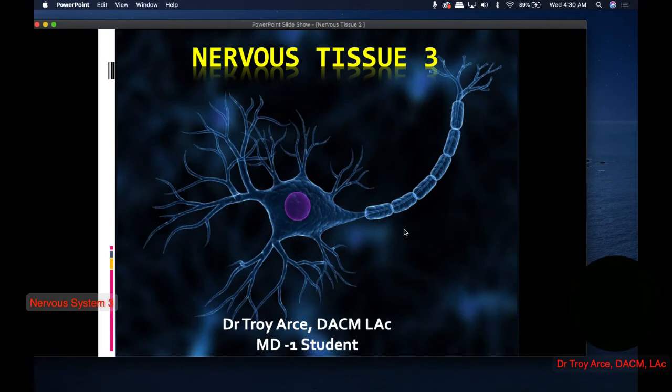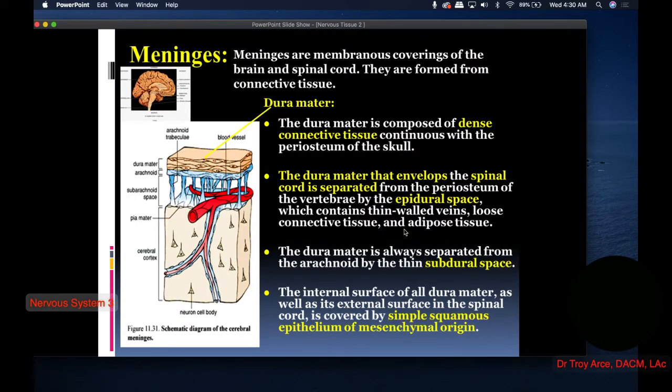So let's go ahead and get going on nervous tissue 3. We're going to get into meninges today, talk about different layers of the skull and how things are protected. So the meninges are membranous coverings of the brain and spinal cord, and they're formed from connective tissue. On the outside, the hardest portion of this is the dura mater, and it's composed of dense connective tissue continuous with the periosteum of the skull. So that's the outer lining of the skull.